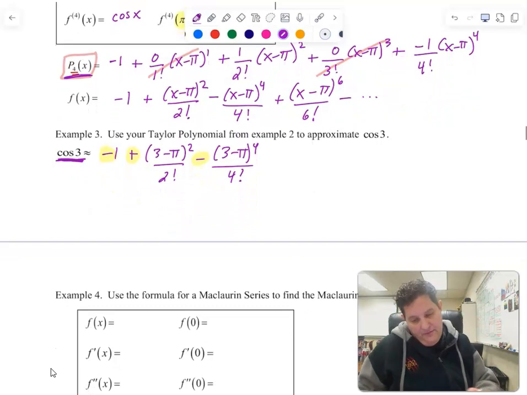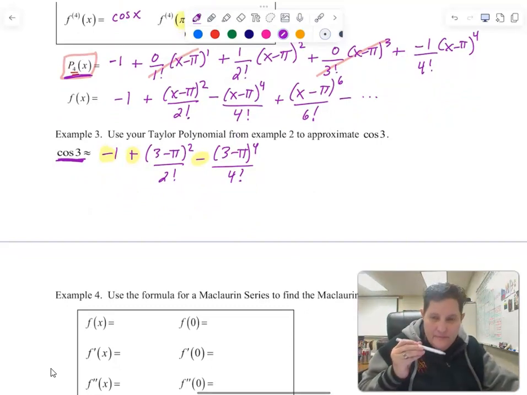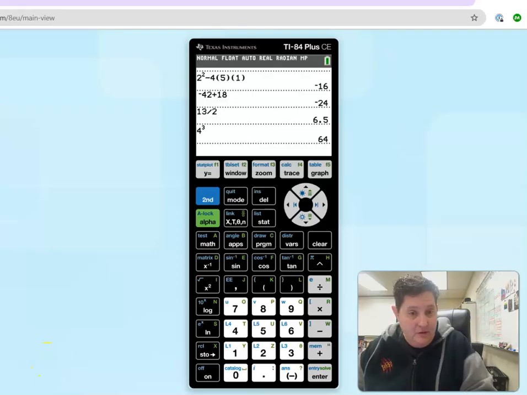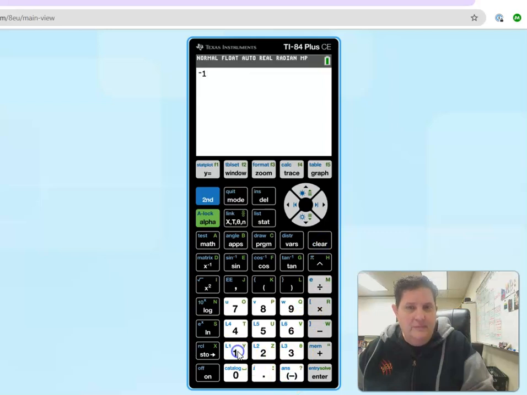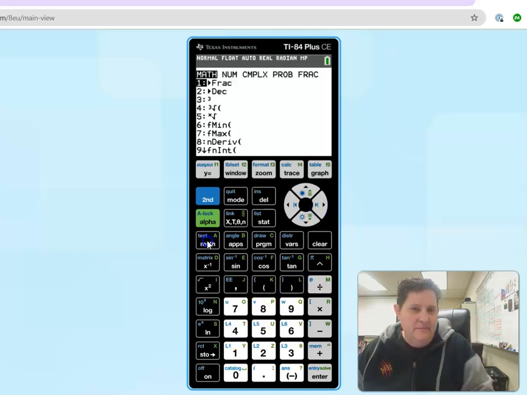Now I'm going to go ahead and put this into my calculator. Let me pull up my calculator here. Okay, so let's go ahead and type this in. Negative 1 plus, whoops, I need negative 1, not minus 1. Okay, negative 1 plus, and then it was 3 minus pi to the 2 over 2 factorial, which I know is 2. I'm going to type in the factorial because it's just 2 times 1. And then it's minus 3 minus pi to the 4th over 4 factorial. Now, if you want to type in the button, it's under math, probability, factorial.